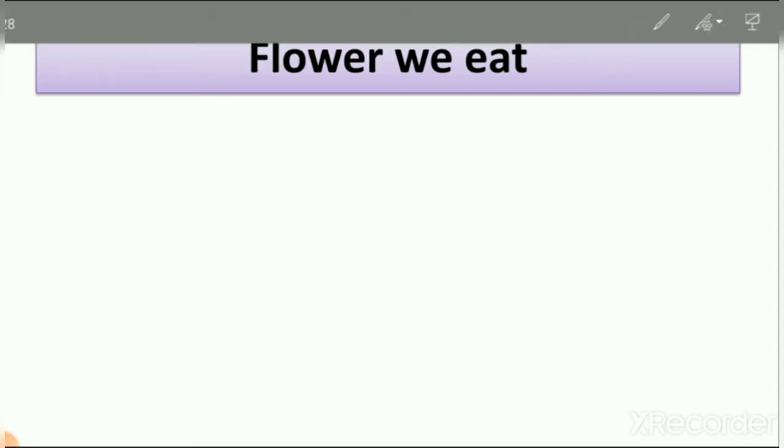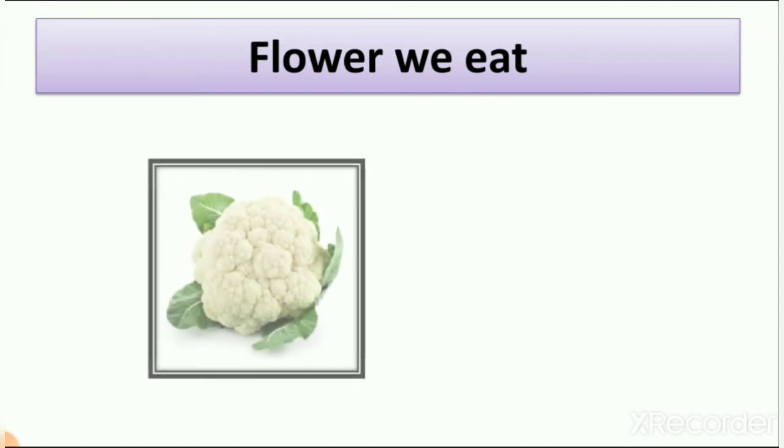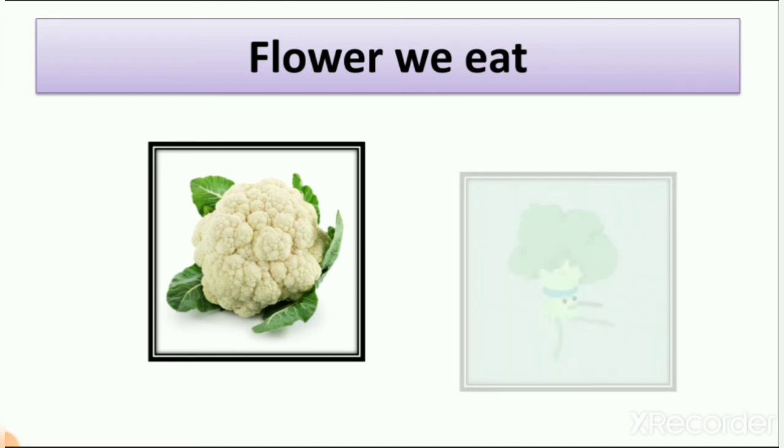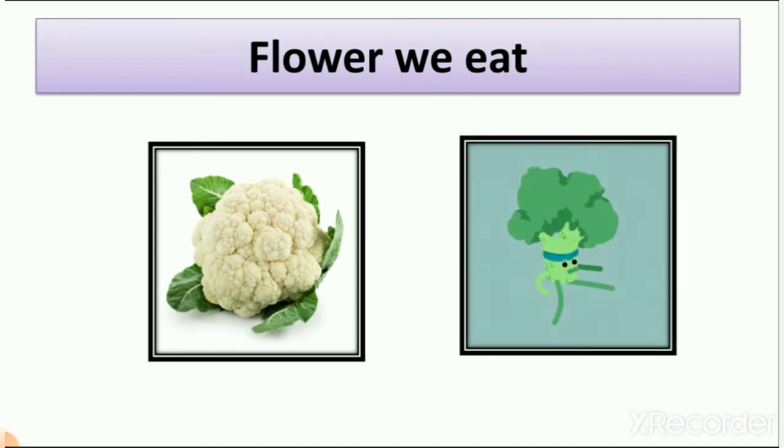Then flower we eat. Which flowers do we eat? Cauliflower and broccoli. They look the same but are different because one is green and one is white. So cauliflower is a flower we eat. We also learn that flowers like rose add flavor to our cold drinks and many other things.